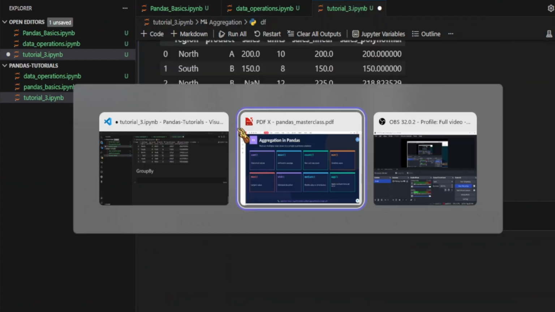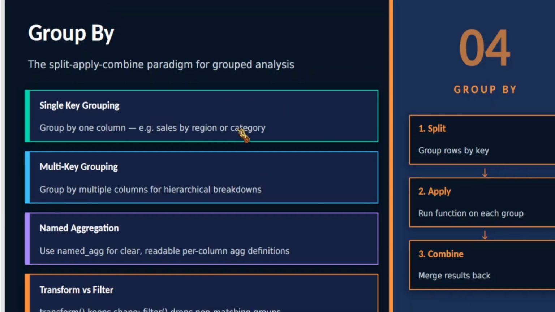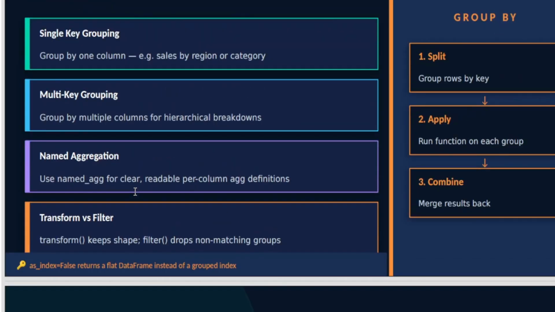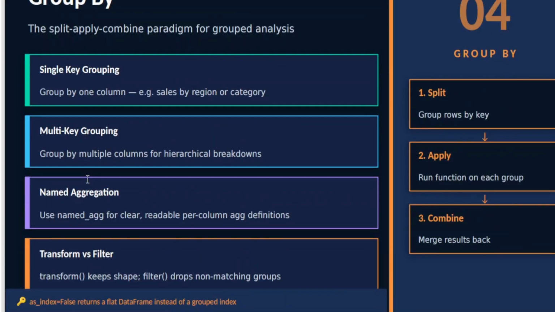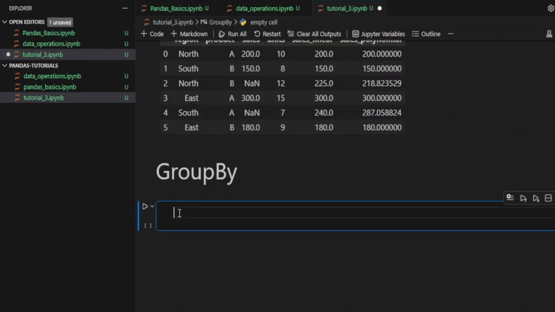Next is group by. So what is group by? Group by is the split-apply-combine paradigm for grouped analysis. If you want to combine two or more groups together, then you can use the group by function. You can do single key grouping, you can do multi key grouping. Like single key grouping is group by one column, and you can group by multiple columns, and you can use named aggregation for clear, readable per column aggregation definition. We will look at this. So let's start the group by function.